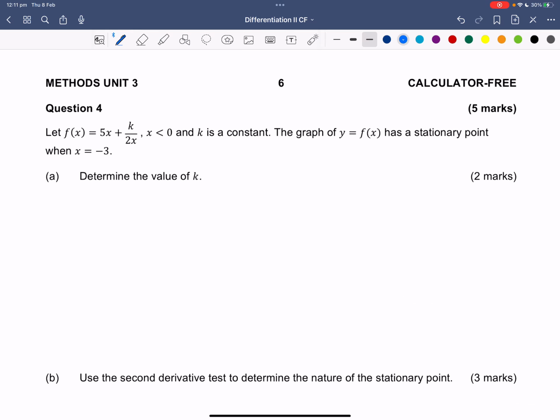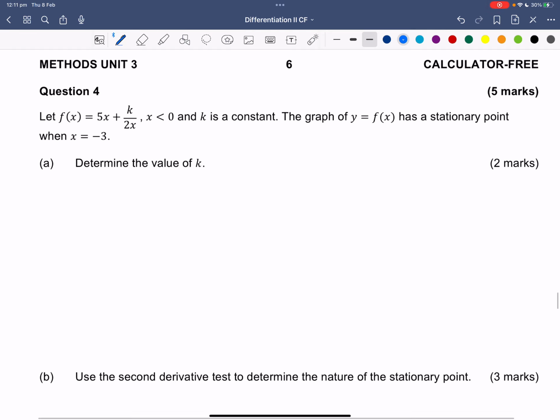All right. Let f of x equal this. It has a stationary point when x equals -3. That's so easy. If it has a stationary point at x equals -3, it just means the derivative at -3 is 0. So really, really easy. Let's differentiate this. I'll write this a bit better.